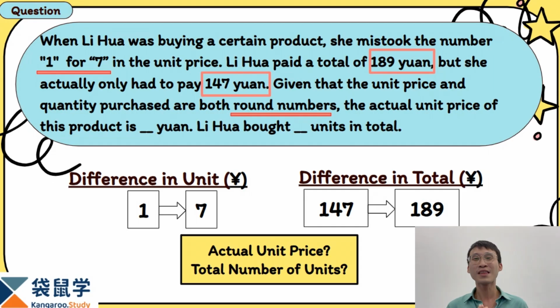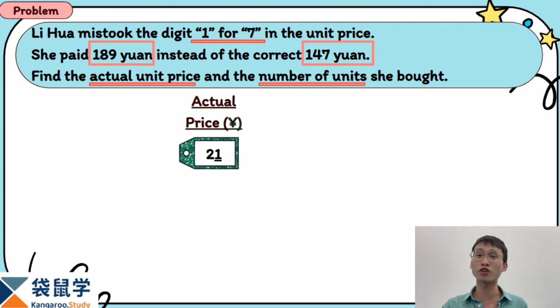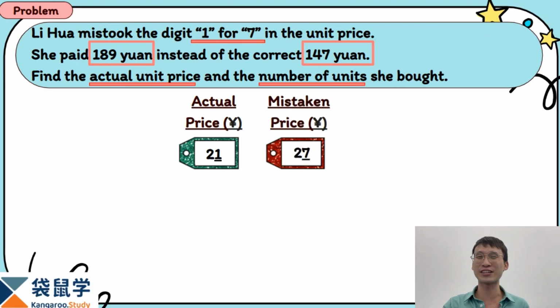Don't worry, let us list some simple examples first to understand this question better. Let us understand Li Hua's mistake together. Suppose the actual price is 21 yuan. What will Li Hua see the unit cost as? Very good, it is 27 yuan. What is their difference then? Yes, it is 6 yuan.